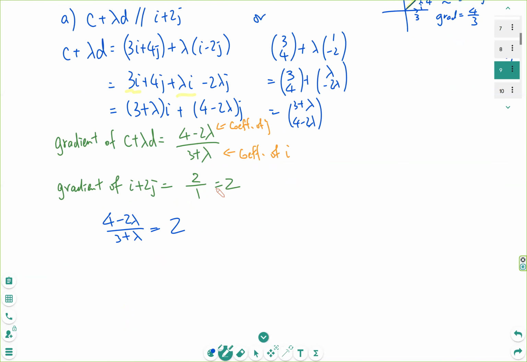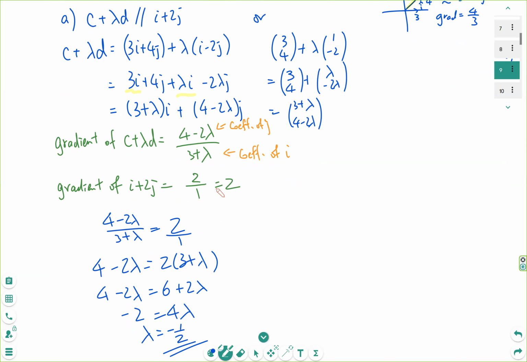So here, what I do is I sort of cross multiply. Think about 2 over 1 cross multiply: it becomes 1 times (4 minus 2 lambda), same as 4 minus 2 lambda, equals 2 times (3 plus lambda). Expand the bracket on the right hand side, 6 plus 2 lambda. So that becomes 4 lambda equals minus 2. Is it minus 2? Yep, lambda equals minus half. That's the answer.